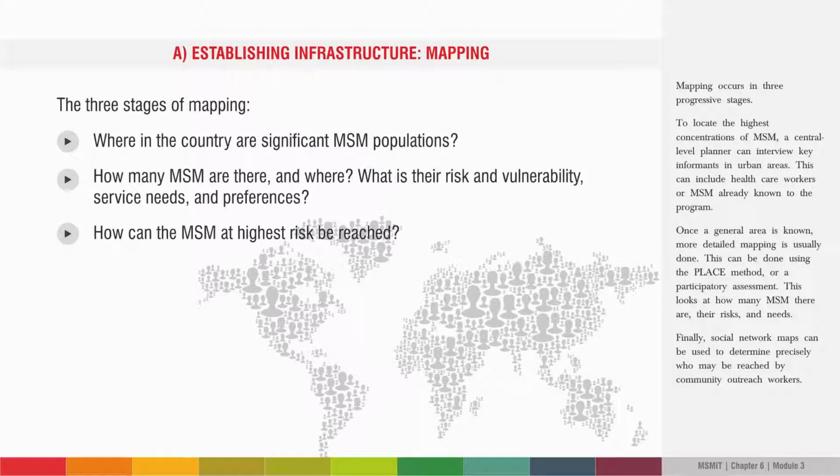Mapping occurs in three progressive stages. To locate the highest concentrations of MSM, a central level planner can interview key informants in urban areas. This can include healthcare workers or MSM already known to the program. Once a general area is known, more detailed mapping is usually done. This can be done using the place method or a participatory assessment. This looks at how many MSM there are, their risks and needs. Finally, social network maps can be used to determine precisely who may be reached by community outreach workers.